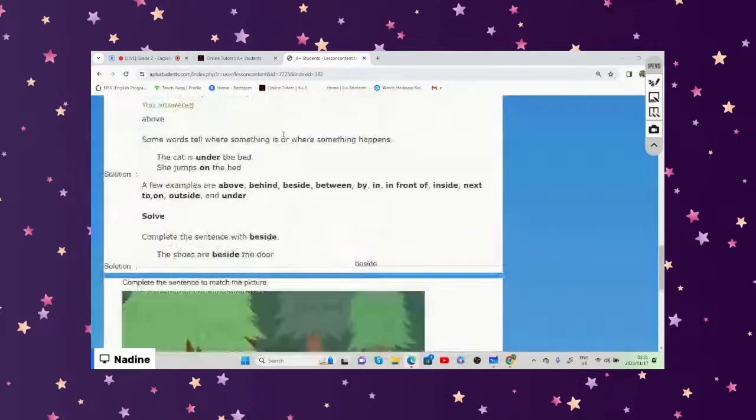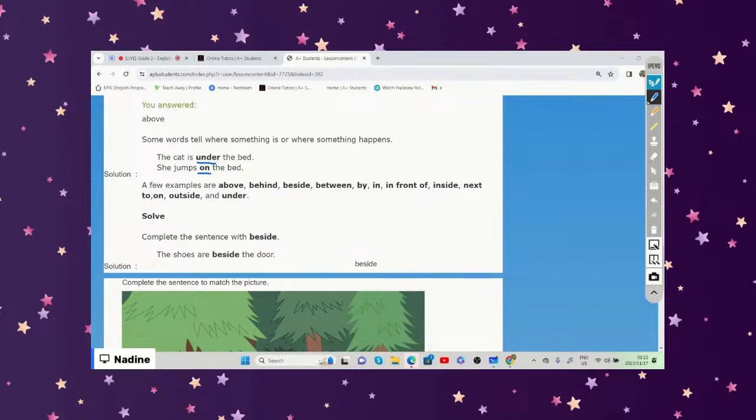So once again, some of the words tell us where something is or where something happens, right? And we made an example of the cat is under the bed, which means that our preposition will show that the cat is under the bed. So where is the cat or where is it happening? Under, right? The bed. She jumps on the bed, which means that where is it happening? It's happening on the bed. That is where she's jumping.